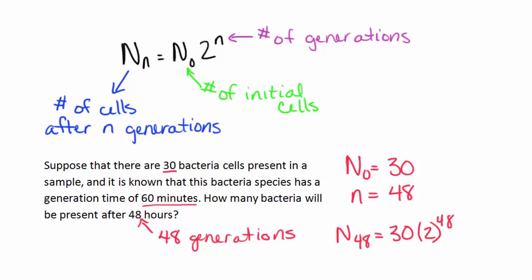Okay, so that's the actual setup for it, and then we just need to use a calculator to figure out what that's going to be equal to. Once you've plugged that into your calculator, that is going to be equal to 8.4 times 10 to the 15th power. Okay, so that would be equal to the total number of cells that you're going to have, starting with 30, and this would be after 48 generations.